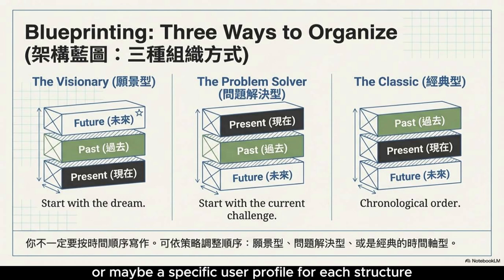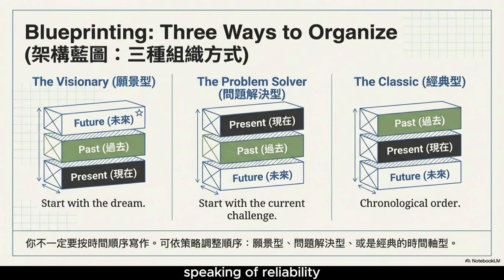Or maybe a specific user profile for each structure? Exactly. We need to guide them a bit more. So for a concrete example, we could advise that the visionary structure is best for students who have a very specific, unique career goal. Someone who already has a patent, for example. And the problem solver is basically mandatory for students who have those red flags they need to address immediately. Right. And we should also warn them that the classic, just simple chronological order, is the safest and often the most effective structure for like 90% of applicants. It's not boring, it's reliable.